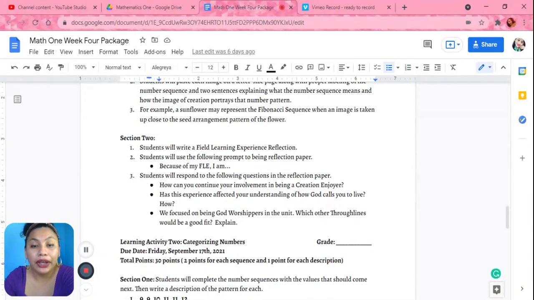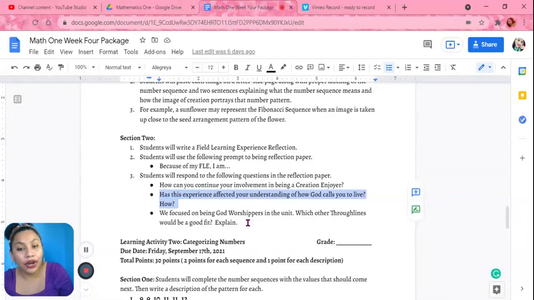And in this paragraph, you are going to be answering how can you continue your involvement in being a creation enjoyer? A creation enjoyer is somebody that enjoys creation. So you see outside, you see the plants, and you know that God created those plants. How can you continue to be creation enjoyers? How has this experience affected your understanding of how God calls you to live?